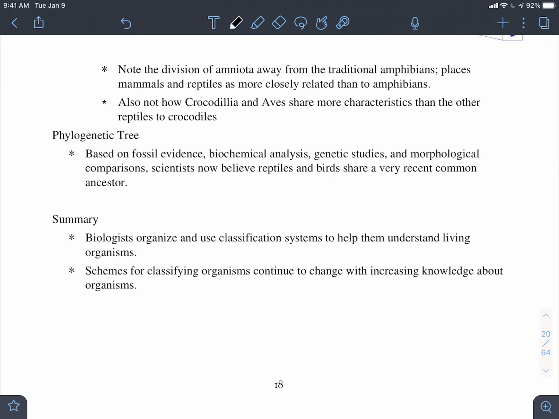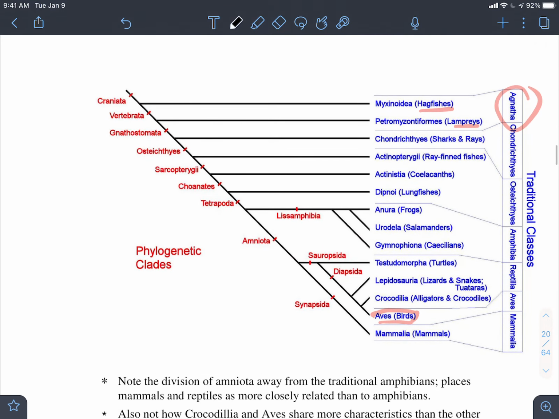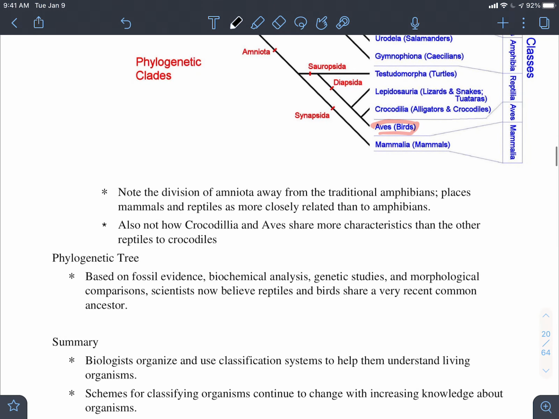So to summarize, biologists organize and use classification systems to help understand living organisms, and these schemes for classifying organisms continue to change with increasing knowledge. This type of organization, this phylogenetic clade, is one that is debated at biological conferences or over papers, and papers are written about these things, and the opinions in them do change occasionally. So you do have to stay up to date on these sort of things, but the changes are always slight and always interesting.